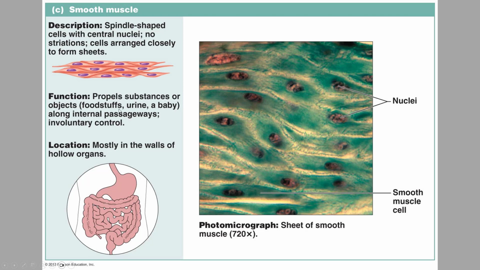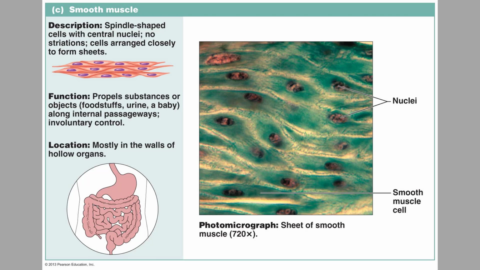Their function, well, they are involuntary. We don't have to think about them to move. They either move substances through body parts, like our digestive tract. This is what moves food through our digestive tract. This is what pushes a baby out of the body. This is what causes us to either hold urine in or release urine. Also, this dictates the size or the diameter of our blood vessels.